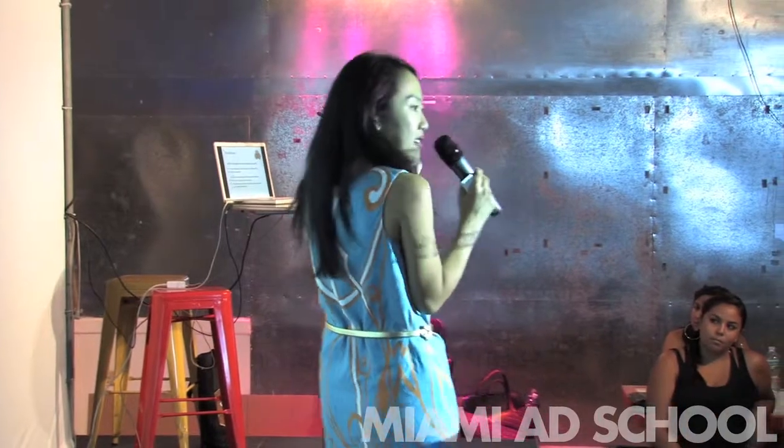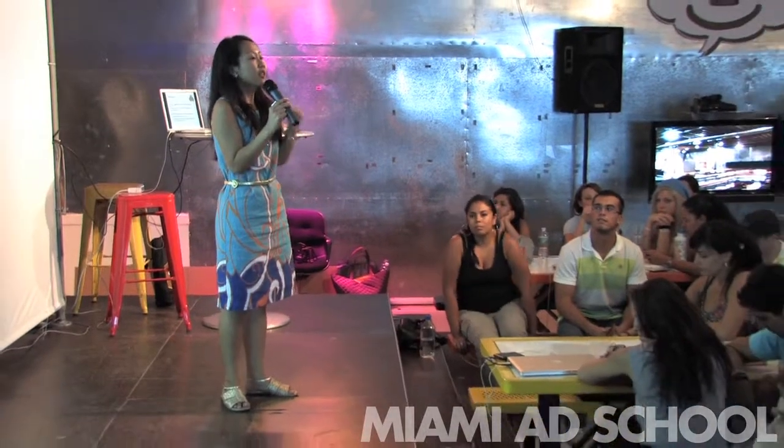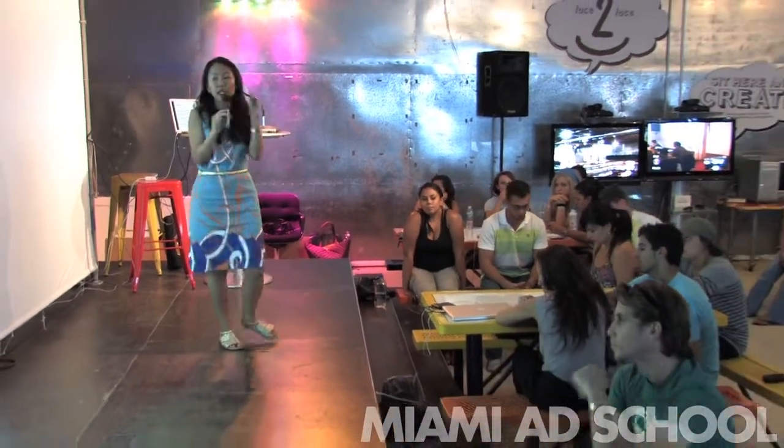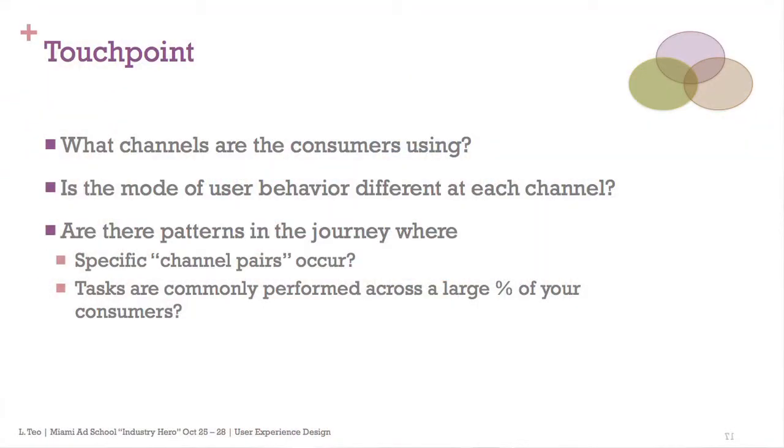Now, just because I'm in the store doesn't mean that that was my first point of contact with the brand. There are ways that you can build an experience so that you provide a customer with something interesting and fun even before they get to the store. Or when you're at the store, you use RFID or any location-based device to help you maybe find something in the store. Okay? So these are just little peeks into what you could do, but a good place to start is channel pairs. That makes sense. Now, are there tasks that are commonly performed across a large percentage of your consumers?